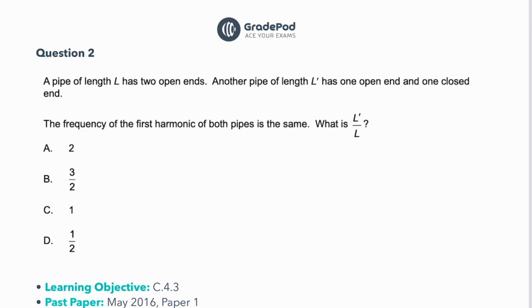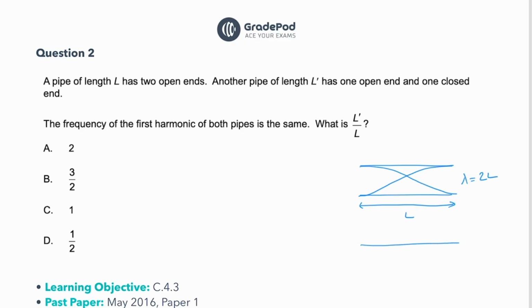Question 2. A pipe of length L has 2 open ends. Another pipe of length L' has 1 open end and 1 closed end. The frequency of the first harmonic of both pipes is the same. What is L' over L? Let's draw it. We've got 2 open ends and the wave pattern is going to look like that for the first harmonic. And in that case, we have lambda is equal to 2L.